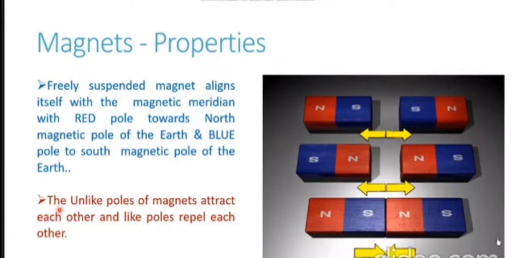The second property which the magnets show is that unlike poles of magnets attract each other and like poles of magnets repel each other. If you bring close a blue pole to blue pole, there will be a repulsion. You bring close a red pole to red pole, there will be a repulsion, a repulsing force. But if you bring the opposite poles close to each other, blue close to red, there will be attraction between them, an attractive force appears, and they are attracted towards each other. So these are the two basic properties exhibited by the magnets.